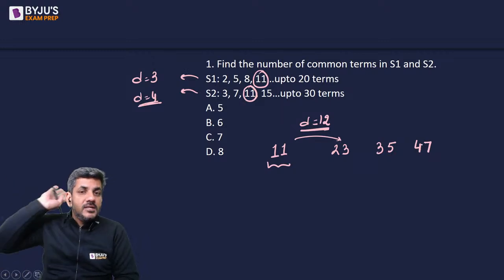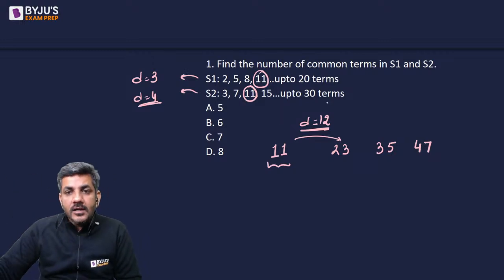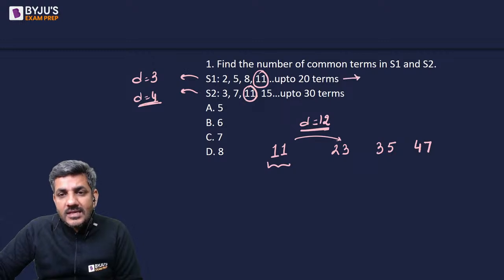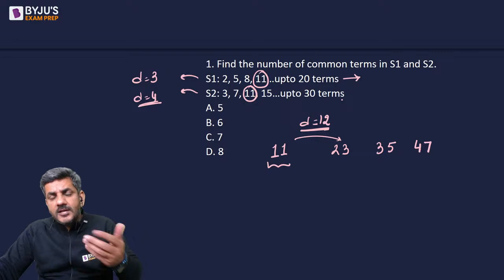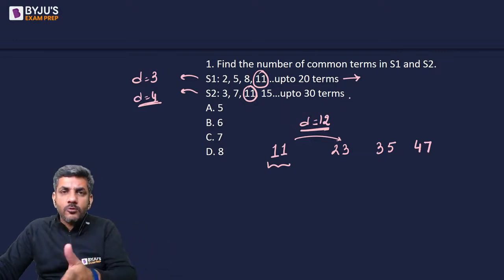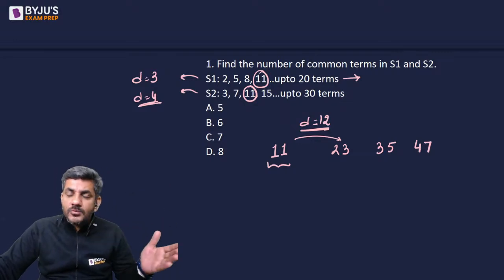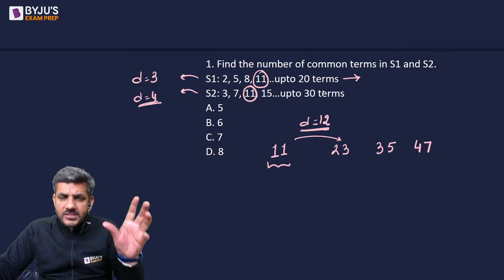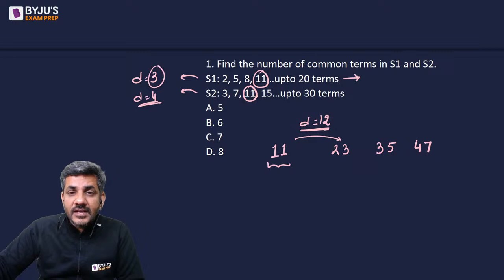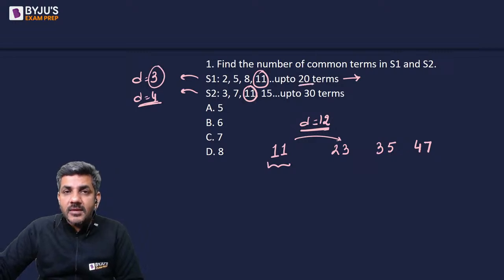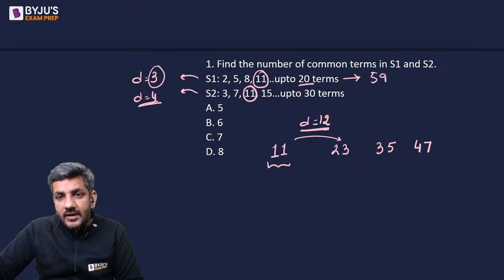The point is, till what point should we go? Now, for that, what should we be doing? What is the last term of S1? Of course, it's an AP series. We can do this by writing Tn is equal to A plus n minus 1 into D. We can do that, but start doing those things in a faster way. The common difference is 3. So to get the 20th term, add 19 times 3, 57, plus 2 is 59.